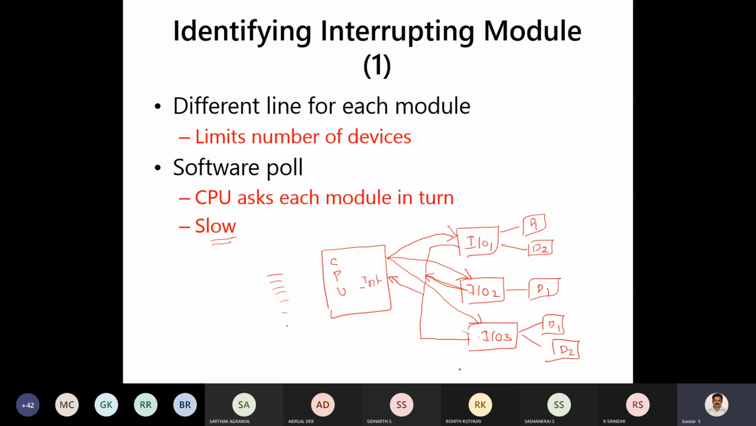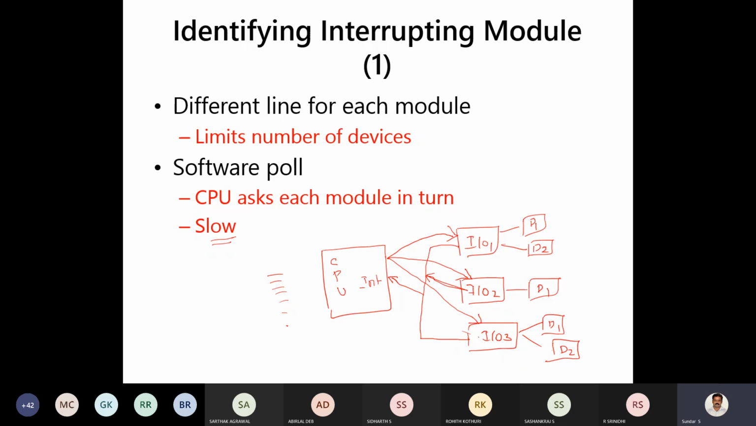Here we can have n number of devices because we are connecting only one line. We are not restricted by the number of pins. We are using only one pin and we can connect n number of devices. But if the nth device is ready, it has to wait for the CPU to come to its place. I mean, it has to wait for its turn. So that issue is there in software polling. Please understand this concept.